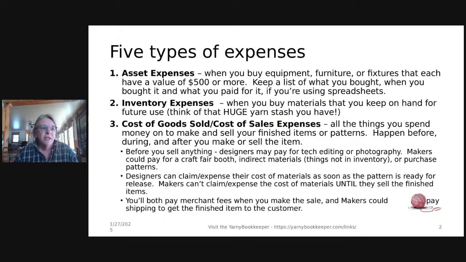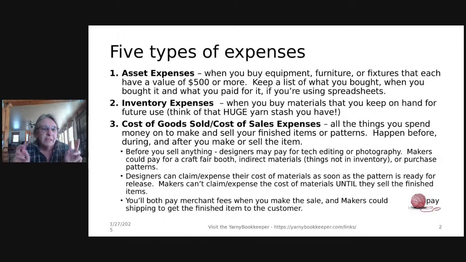So, most handmade, creative, and craft business owners will have 5 types of expenses or things that they spend money on, and they all go in different places when you file your tax return.